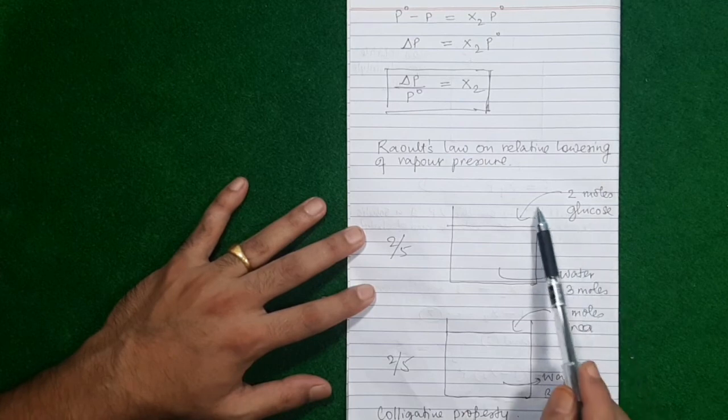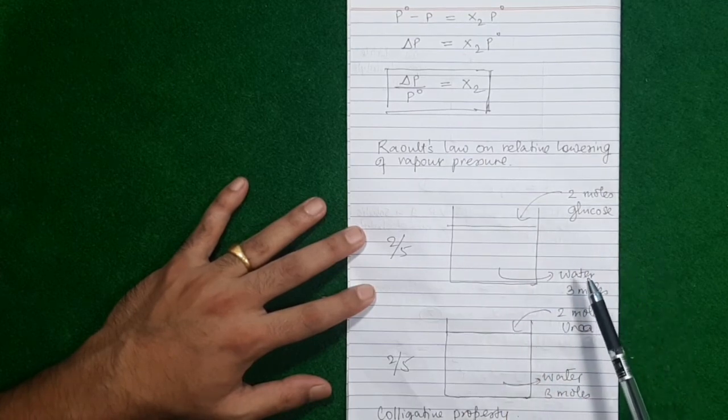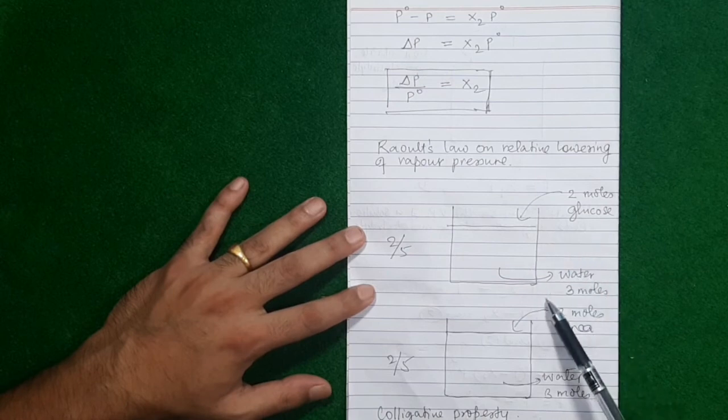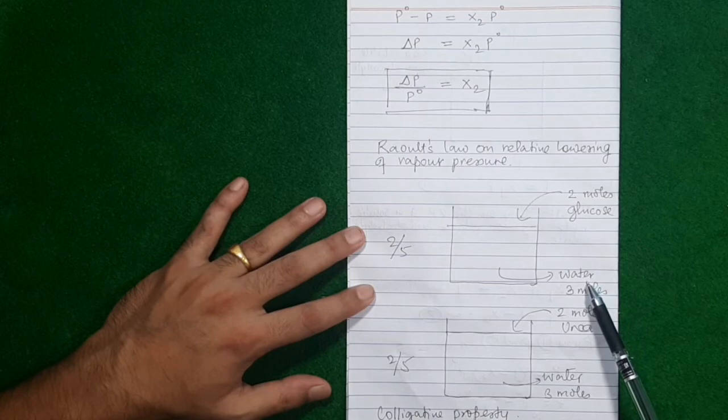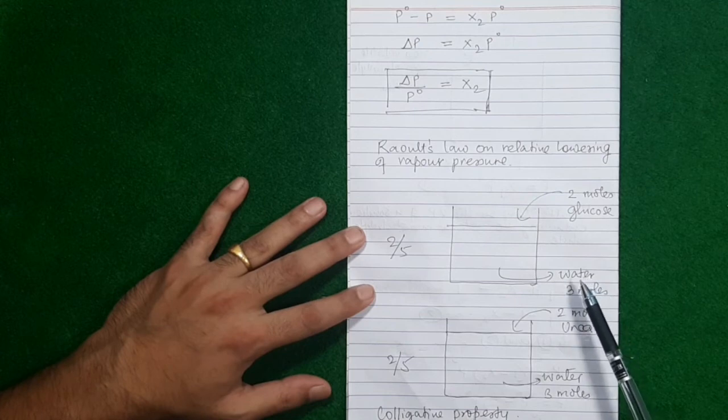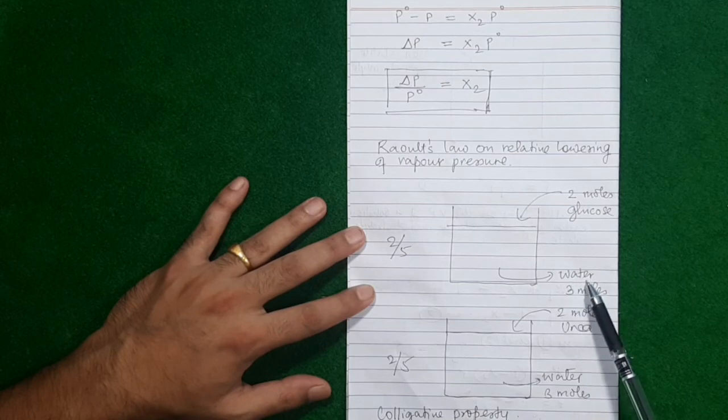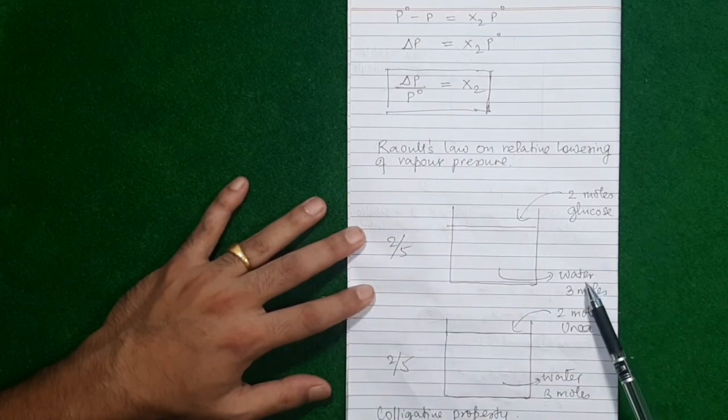What am I doing? I'm preparing a solution. Why? Because I want the vapor pressure of water to get lowered, because the moment you add impurity and prepare a solution, vapor pressure of liquids will come down. So vapor pressure of water will be lowered. Now what will be the relative lowering of vapor pressure of water? What will be the lowering of vapor pressure of water compared to the original vapor pressure of water? This is how you calculate relative lowering of vapor pressure.